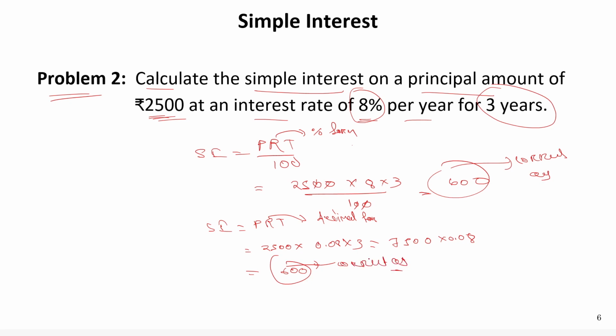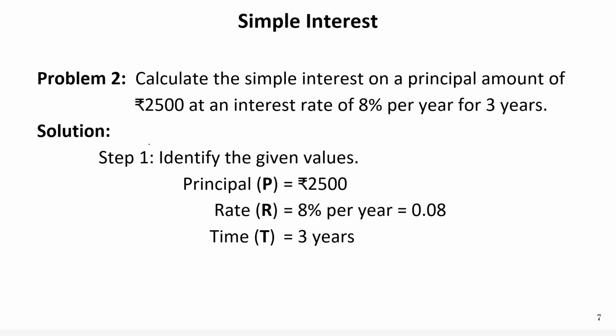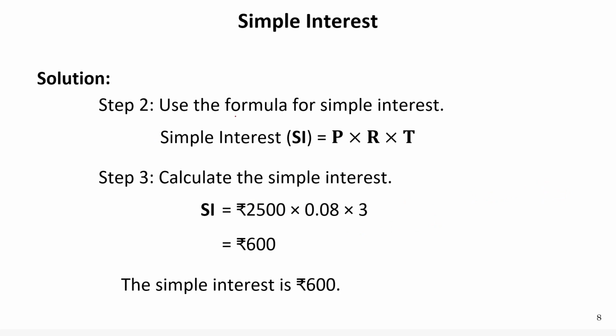Let's see the step-by-step solution. Identifying the given values, the principal amount is 2500, and the rate is equal to 8%, so in decimal form it is 0.08. The time is 3 years here. Using the formula for simple interest, SI is equal to P into R into T. Calculating the simple interest, 2500 into 0.08 into 3 is equal to 600. So the simple interest will be 600.